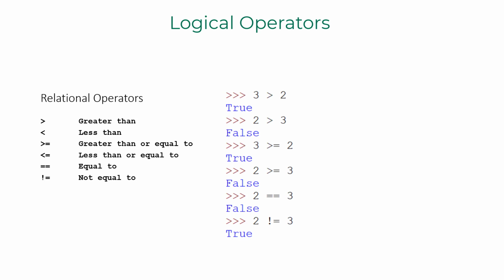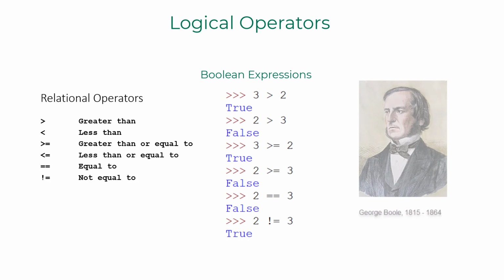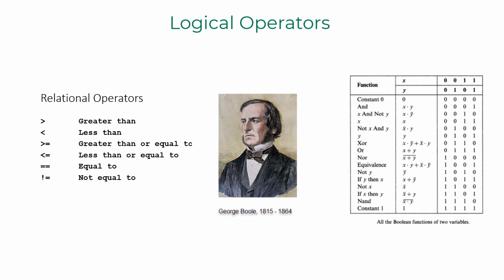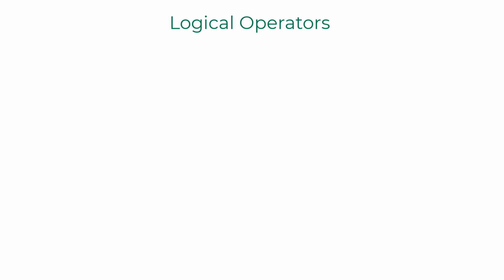Any valid expression we write using relational operators results in either true or false. Hence, they are called Boolean expressions in honor of the English mathematician George Boole, who pretty much created the foundation of Boolean algebra that involves zeros and ones. We can combine multiple Boolean expressions to create a compound Boolean expression.